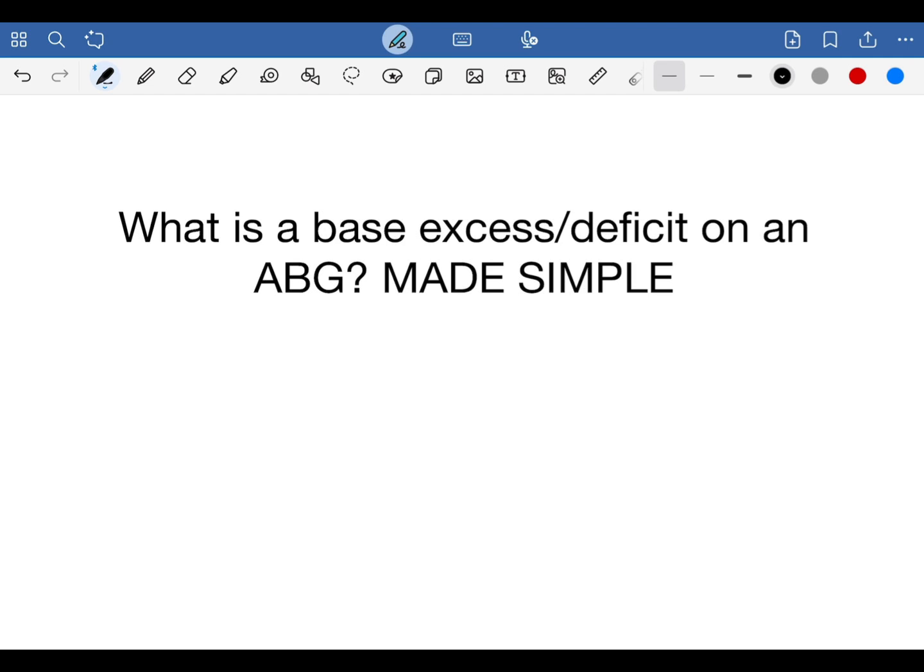We're just going to discuss what is a base excess / deficit on an ABG, which just stands for arterial blood gas made simple.